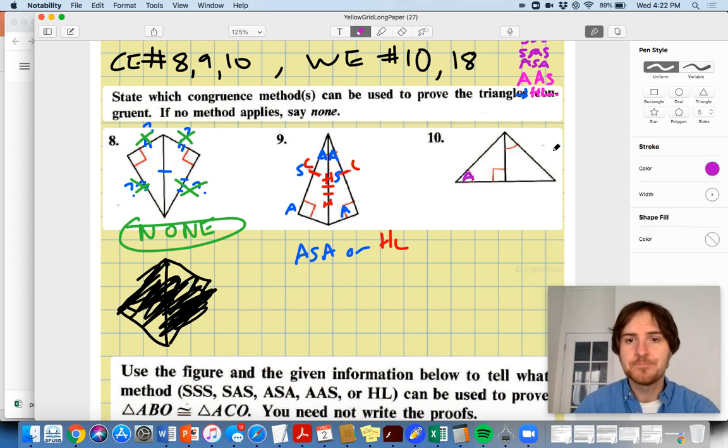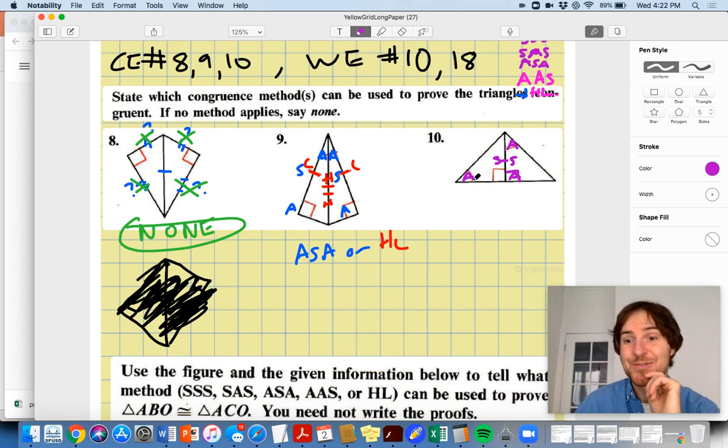Here we have an angle. Here we have a side and a side, right? Because this is the same side here. So maybe I'll mark it up a little bit different. This side and this side are congruent to themselves. So here we have AS, and then boom, we have A right here. ASA, check that out.